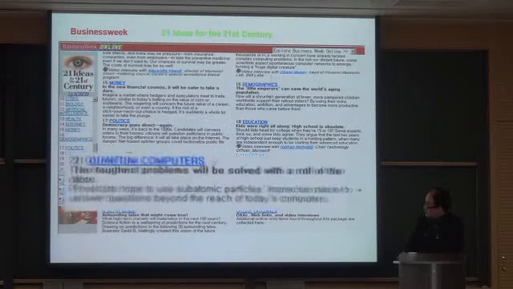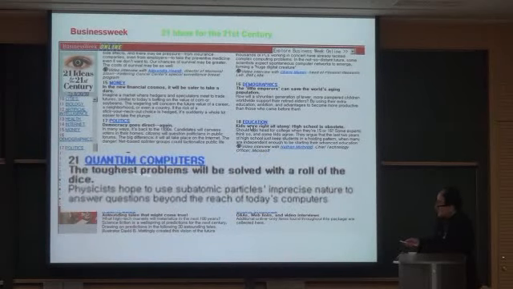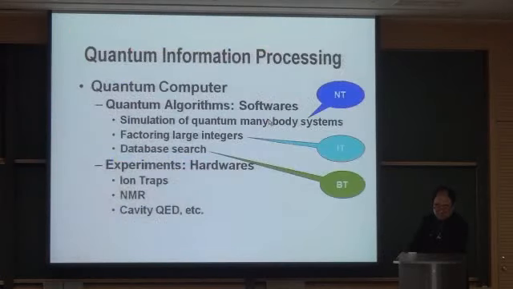There they said the toughest problems will be solved with the roll of the dice. That means roll of the dice. This is a very famous expression that Einstein said in dissatisfaction with the probabilistic nature of quantum mechanics. So he said, God does not play dice. So now this became the symbol of quantum mechanics. And so this is the vision of quantum mechanics, a quantum computer.